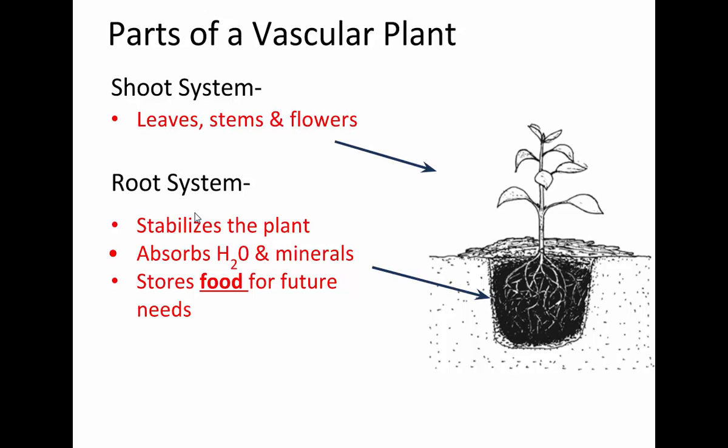So the roots are also responsible, as we just talked about, for storing up sugars. Storing food that's going to be used in the future. Because in the spring and summer, a plant can make more sugar than it actually needs to survive. So it can store that extra sugar in the roots until it's needed again.